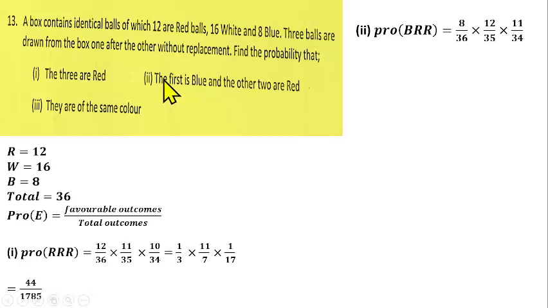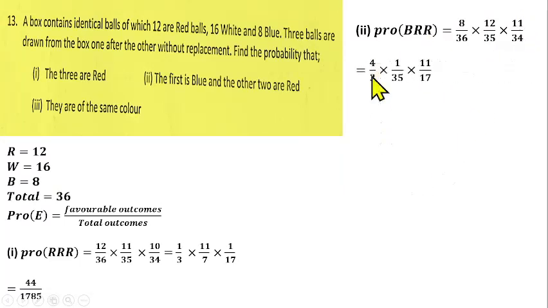Next one, probability the first is blue and the other 2 are red. So that means the first ball is blue. So you have blue, red, red. Then the probability of picking a blue ball is 8 out of 36, multiplied by the probability of picking a red ball. That will be 12 out of 35 because you already picked 1 ball before, which is blue. So that means the total balls will be reduced by 1. So that will be 12 over 35 times red again, that will be 11 over 34.